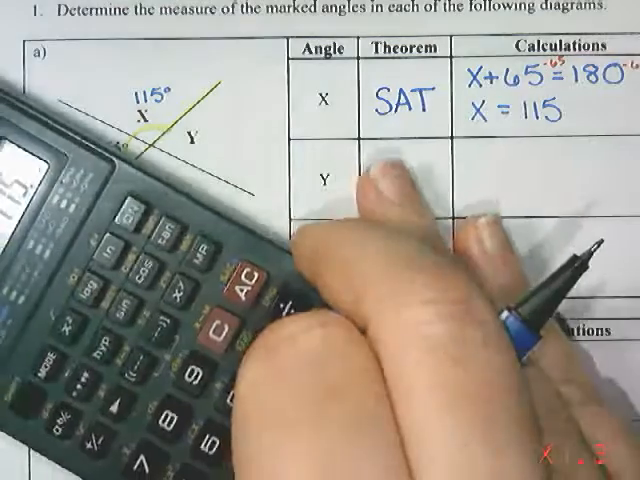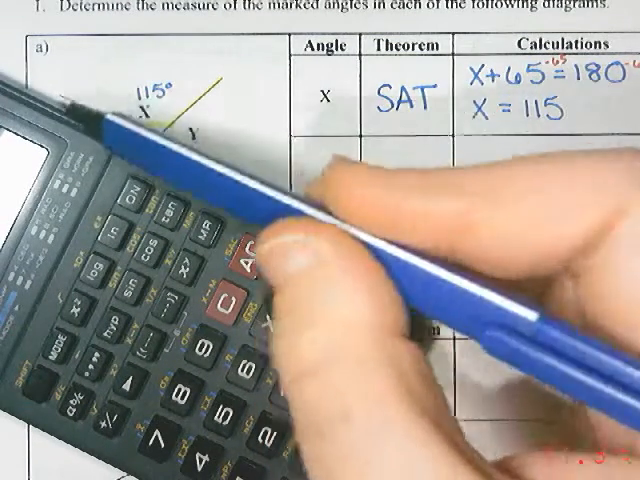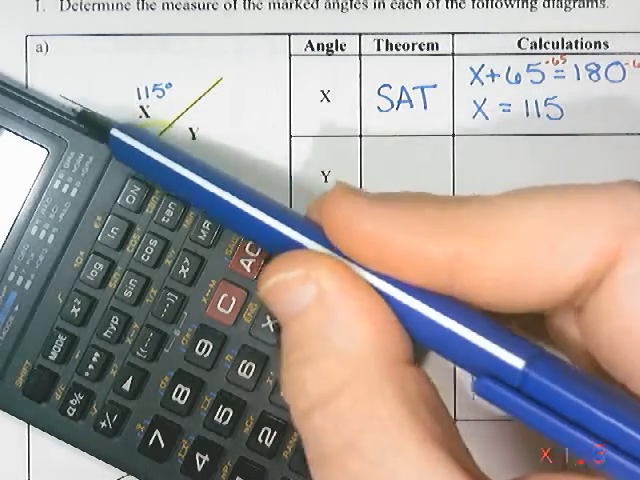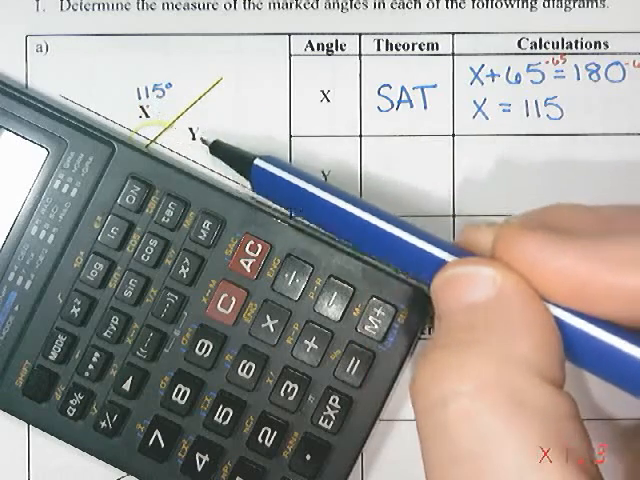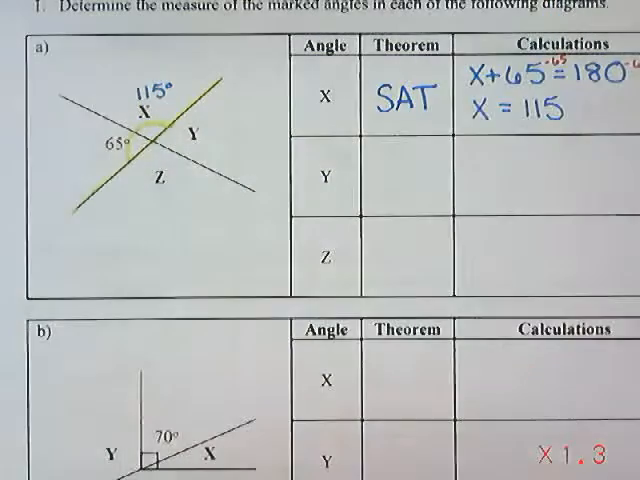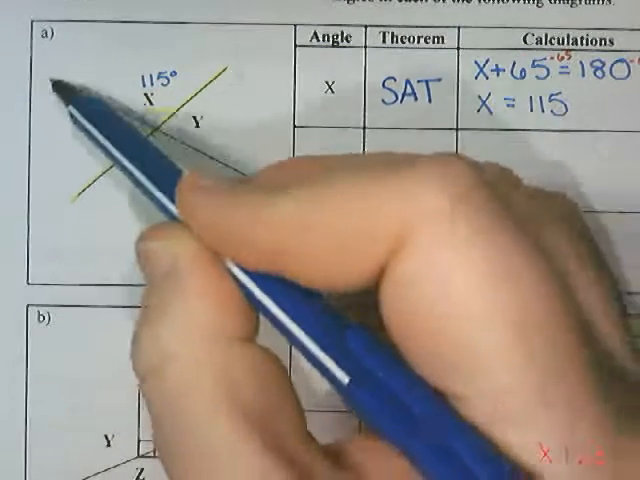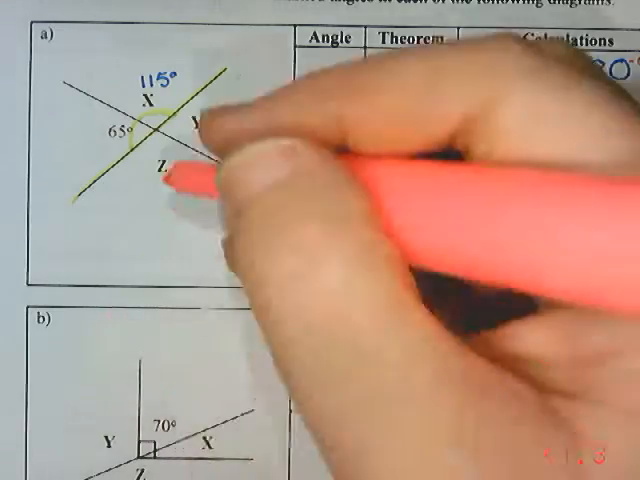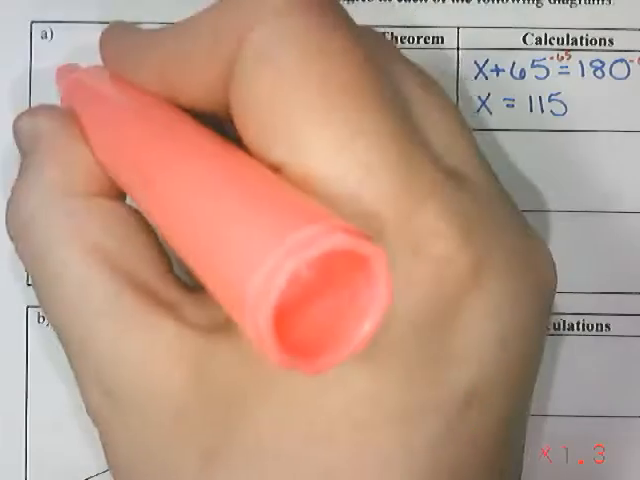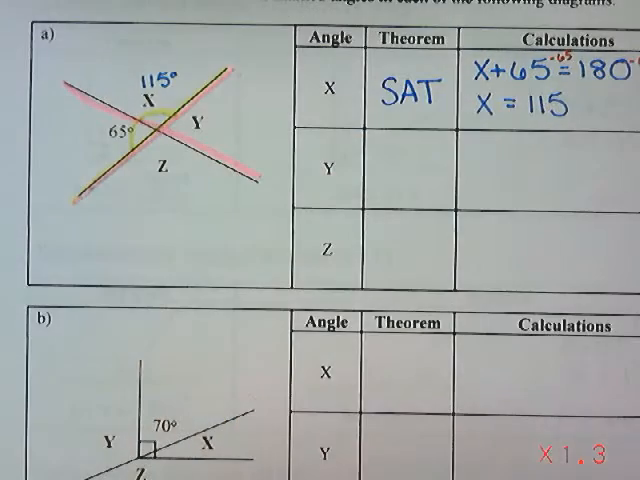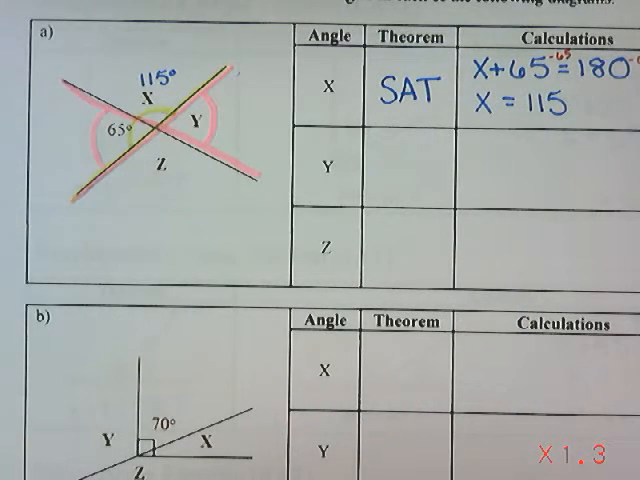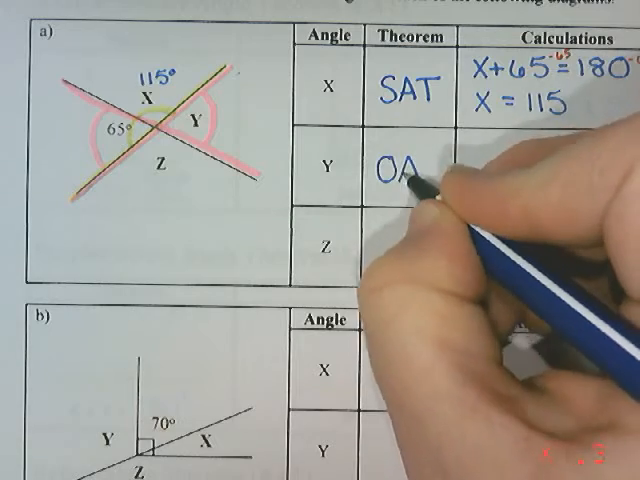So option number 1, Y and X make another straight line. So I could use the supplementary angle theorem again, but this time for this straight line, so 115 degrees and Y. But I also see that I have two perfectly straight crossing lines, which means I could use my favorite theorem of all, which is the opposite angle theorem. So these two lines are perfectly straight crossing lines. So these two angles here should be the same. So Y would be 65 degrees because of the opposite angle theorem, otherwise known as OAT.